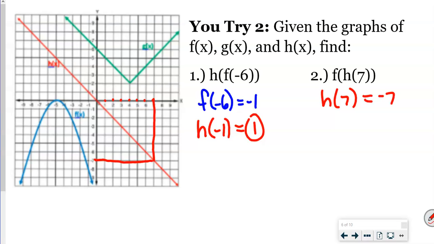So now we're putting negative 7 in our f graph, right? So our f graph, f of negative 7. So we're going 1, 2, 3, 4, 5, 6, 7. And we're going down to our graph again right there and across. And that's negative 3. Okay? So that was our answer there.